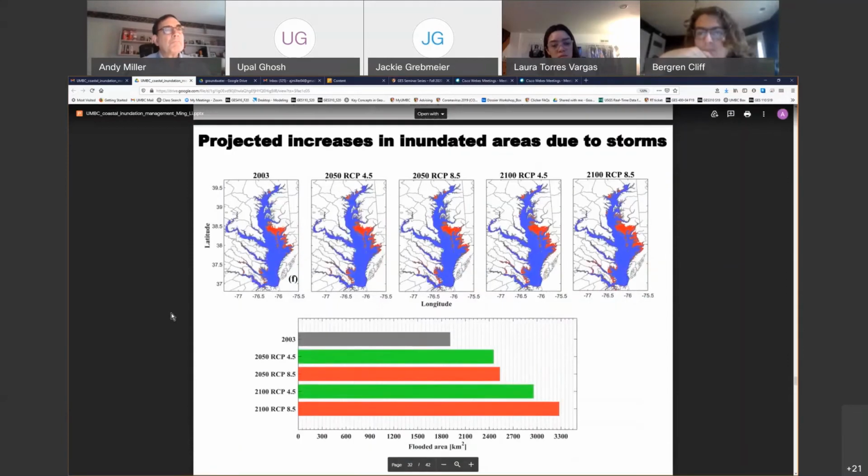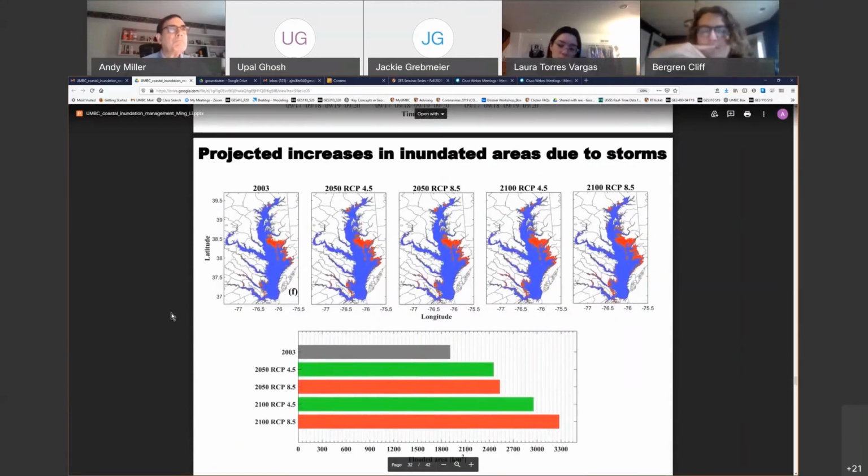This just looks at the projected increases in the inundated area due to a category 2 storm like Isabel. And here we don't do any coastline management. We just assume all the low-lying area is flooded. This is the area that would be flooded in 2003, 2050, RCP 4.5, 8.5, and 2100 for two climate change scenarios. So 2003 flooded about 1900 square kilometers of land. But in 2100, it's going to be almost 60 or 70% larger. So there's going to be significantly more places flooded. You'll notice that places on the Western Shore near the coastline will be flooded in the future climate due to this kind of category 2 storm. In 2003, it was much more limited. So there will be a great expansion of inundated area in the future.